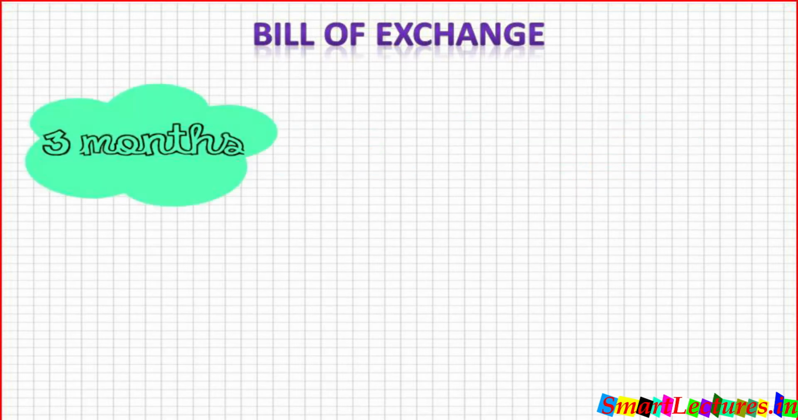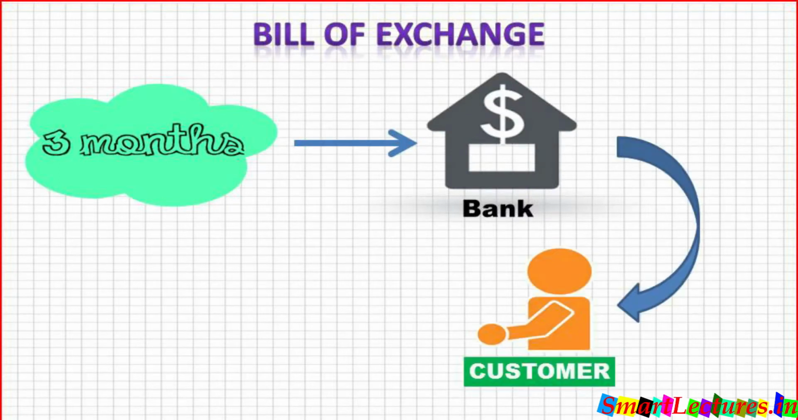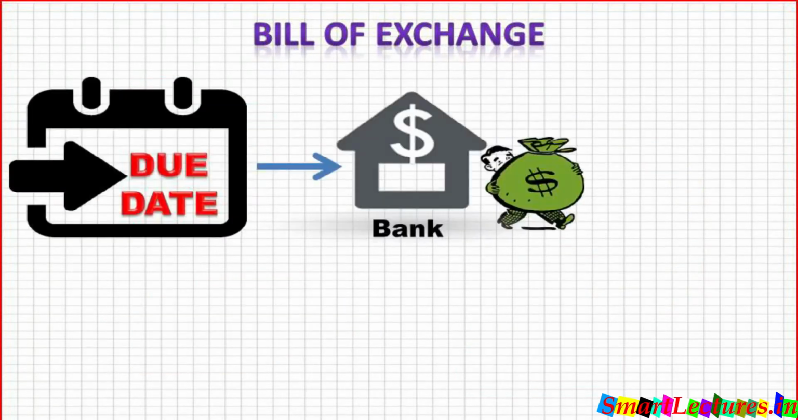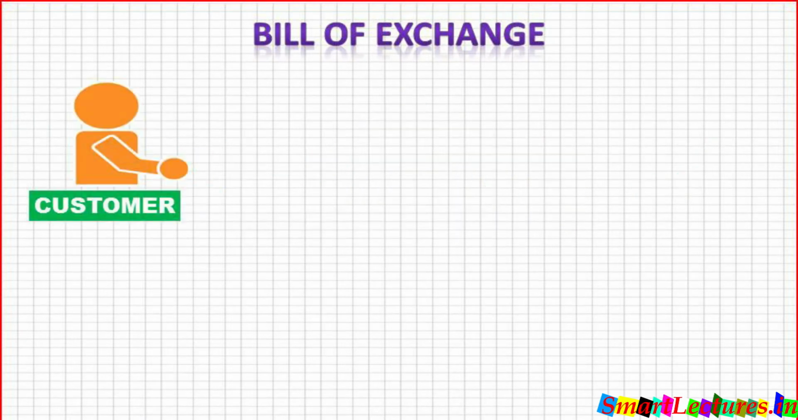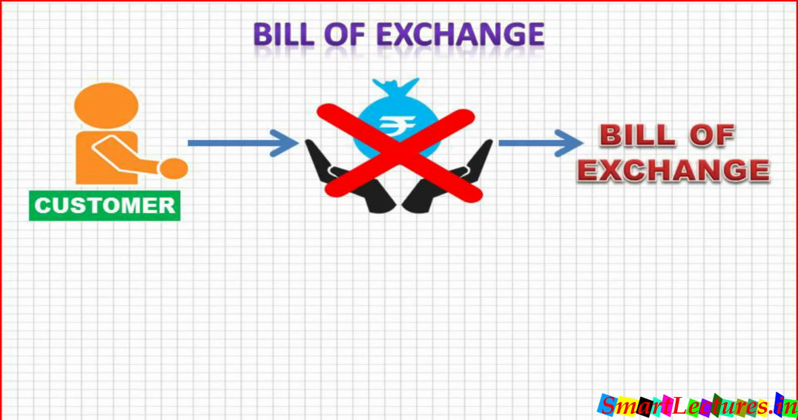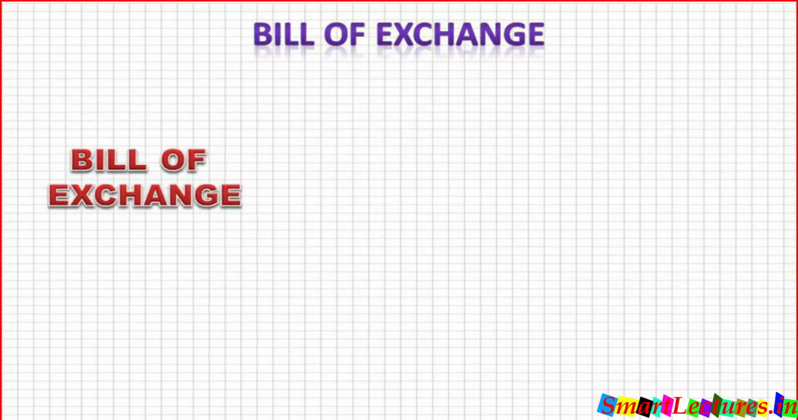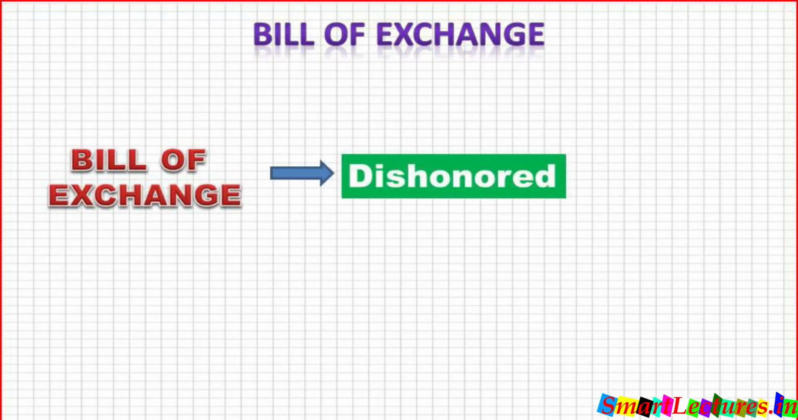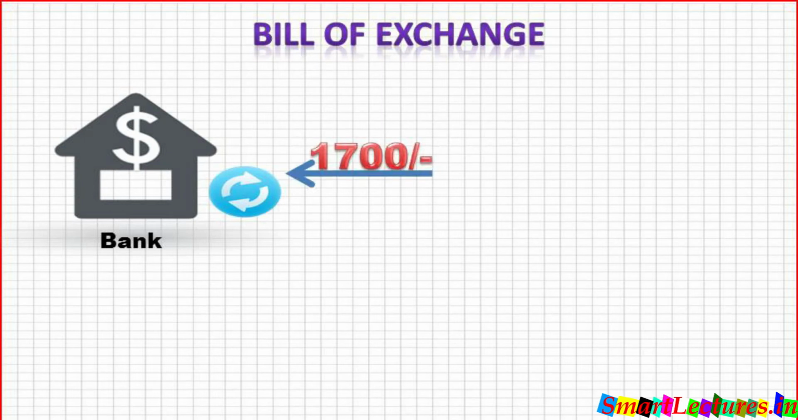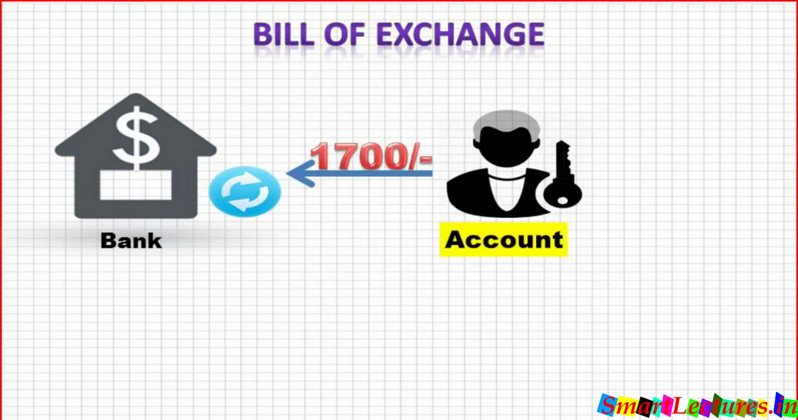After 3 months, the bank will contact our customer to collect the money. If on the due date the bank collects the money, then things are okay. But if our customer refuses to pay against the bill of exchange on the due date, that bill will be treated as dishonored, and the bank will immediately recover that 1700 from our account. This is the system of bill of exchange. So let's jump to the next reason.